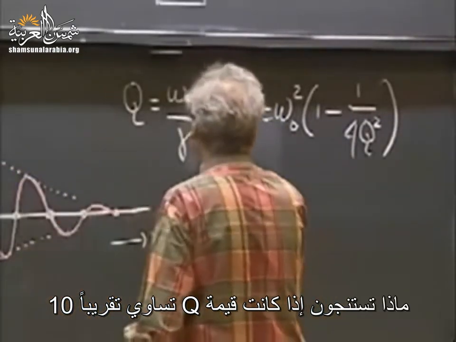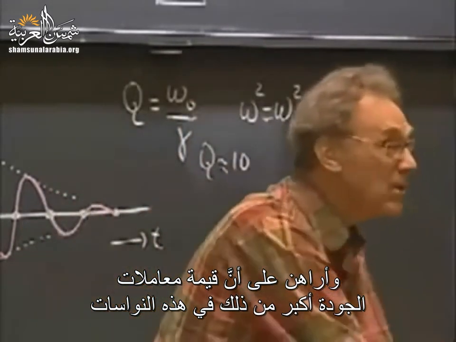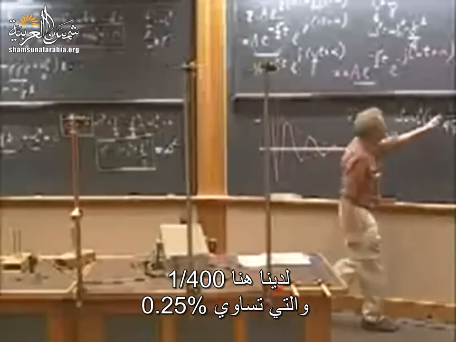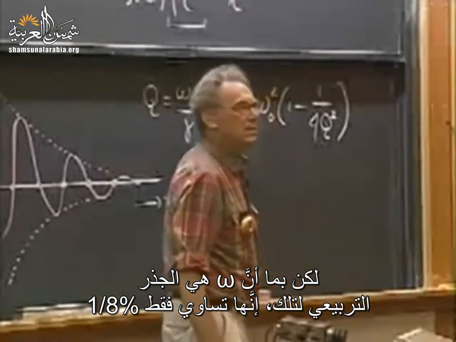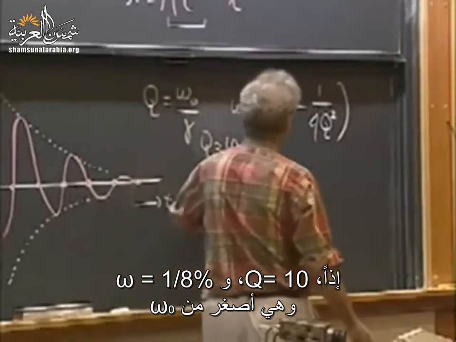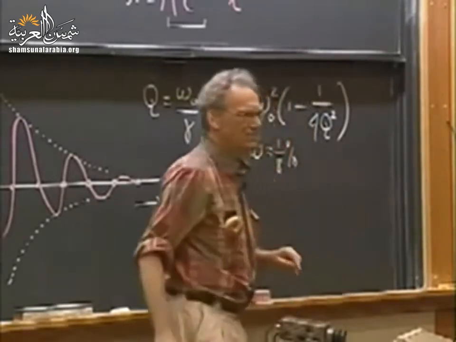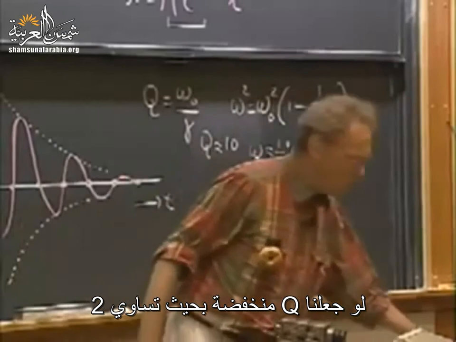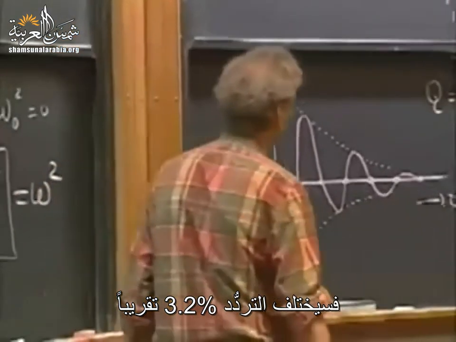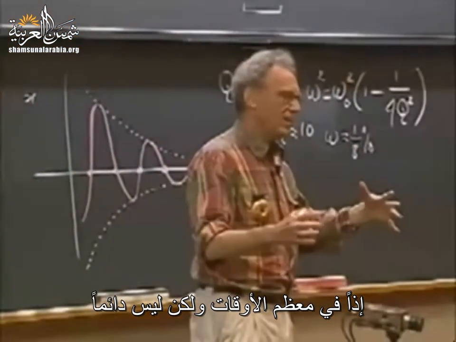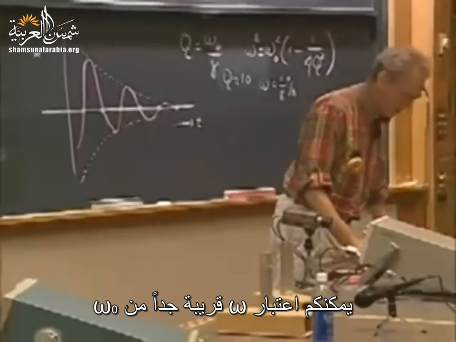What it tells you is that if Q is about 10, and I bet you the Q's are much higher for these pendulums, then you have here 1 divided by 400, that is 1/4%, but since omega is the square root of that, it's only 1/8%. So for Q of 10, omega is only 1/8% lower than omega 0. Even if you make the Q as low as 2, the frequencies are only off by about 3.2%. So I want you to appreciate that most of the time, but not always, omega is very close to omega 0.